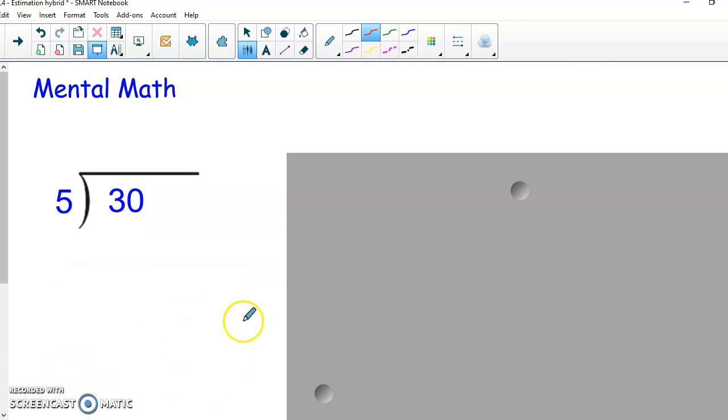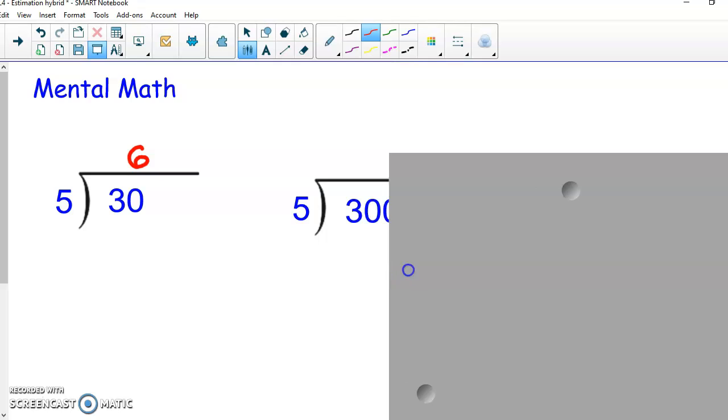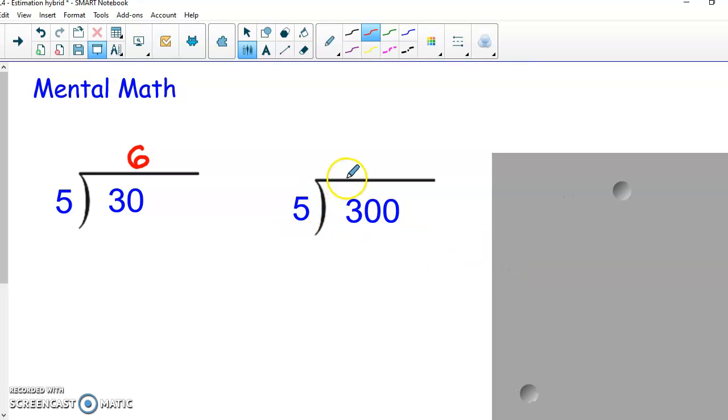Okay, let's do a few more here. Here's another one. 5 times what number equals 30? I know that that is 6. 5 times 6 is 30. Let's extend it. 5 times what number equals 300? Or 300 divided by 5 equals what number? I like to think of it as multiplication as well, because it really helps me solve the problems a little bit better. Well, I know 30 divided by 5 is 6.